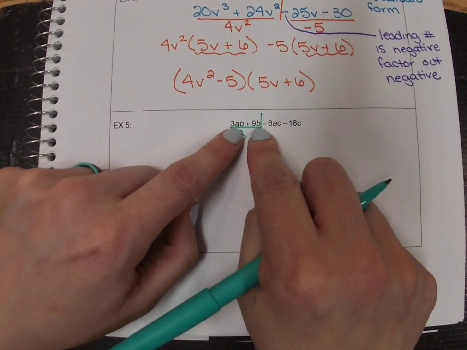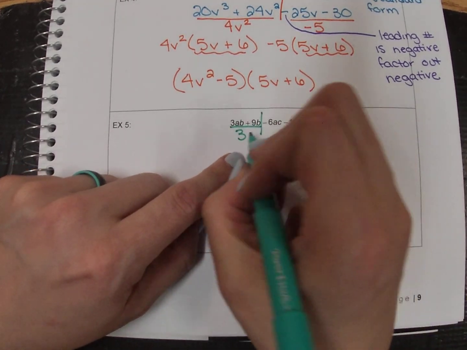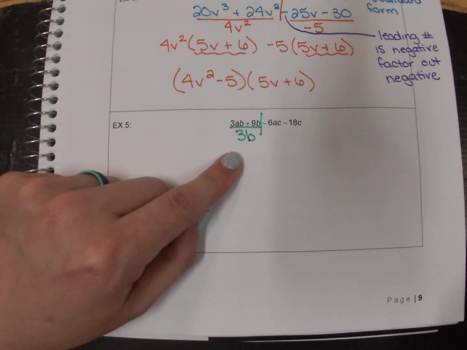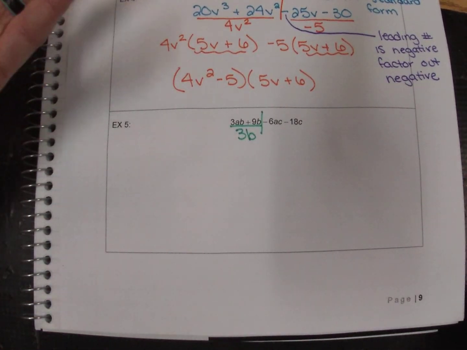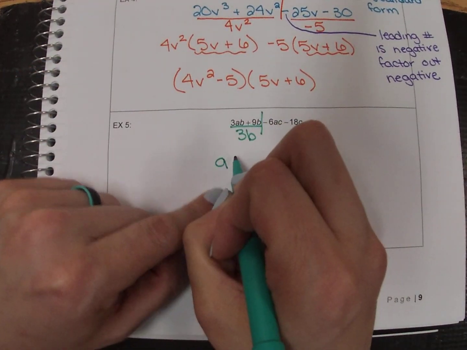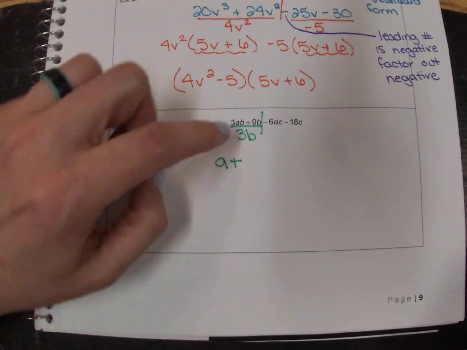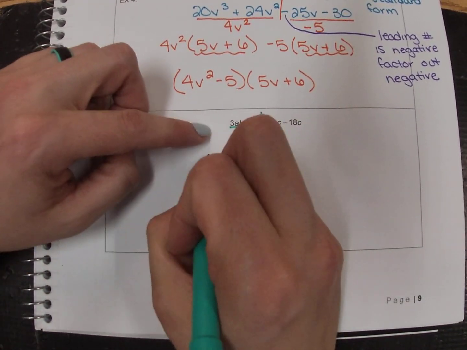Okay, they do not both have an A, so we can't pull out an A, but they do both have a B, so we can divide out a B. All right, so 3 divided by 3 is just 1. We could write that down, but we don't have to. There's an A left, and the B's cancel. 9 divided by 3 is 3, and again, those B's cancel.